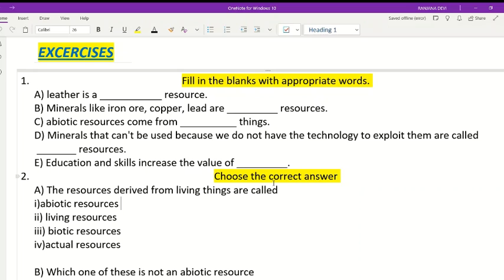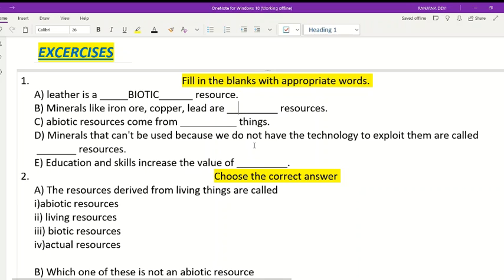So friends, in today's video, I am going to discuss the exercise for the chapter Resources of class 8. So let's start. Our first question is: fill in the blanks with appropriate words. First, leather. As I told you, leather is obtained from living organisms, so it's a bio resource. Leather is a biotic resource. Minerals like iron ore, copper, lead are dash resources.